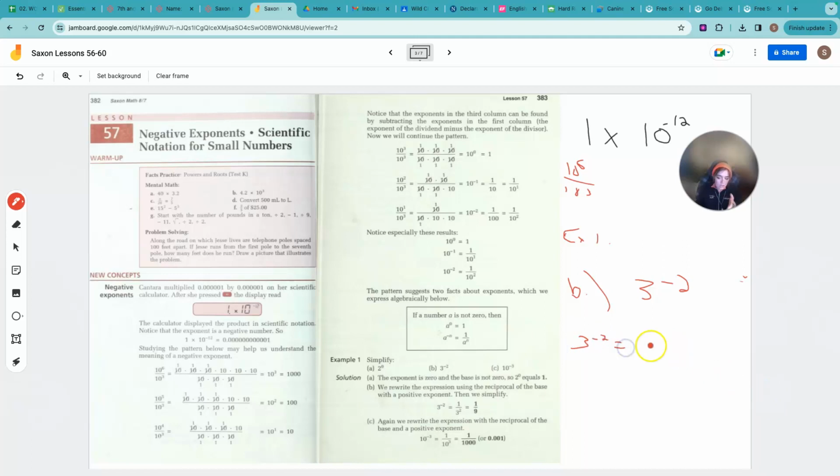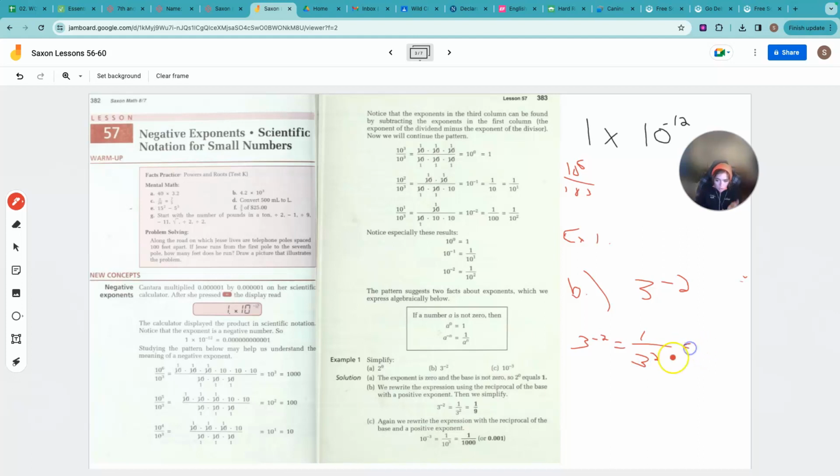Because it's a negative exponent, we're going to put the 1 on top and make it a fraction, because if it's 3 to the negative 2 power, it's going to be a smaller number than 3, obviously, because we're multiplying it by a negative, I guess. So 3 to the negative 2 equals 1 over 3 to the 2. So that's how we can make it positive.